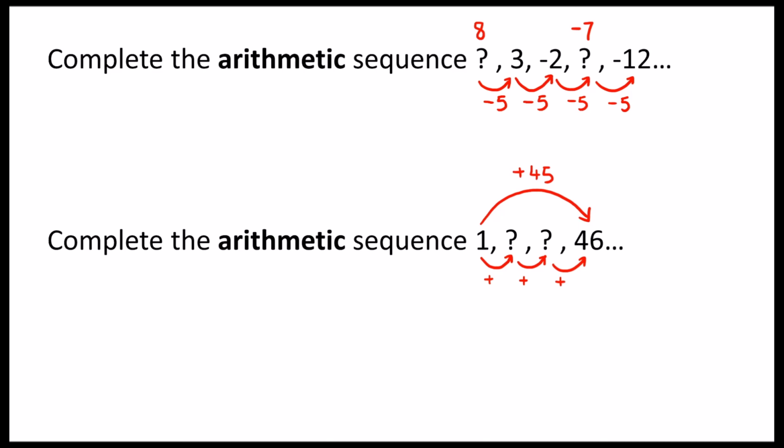If I take the whole entire jump, which was 45, and divide it by the 3 little jumps that I know are the same, I get an answer of 15, which means each time I'm adding 15 onto the sequence to get to 46. So therefore 1 add 15 would take me to 16, that's my first missing term. 16 add 15 would be 31, and checking, I know that 31 add 15 would take me to the 46 that I needed.